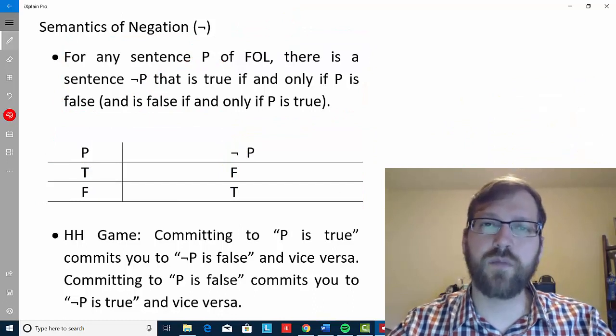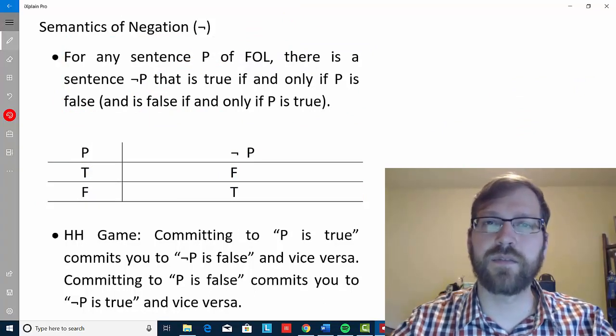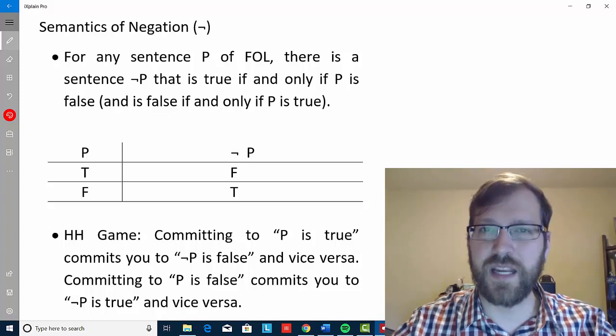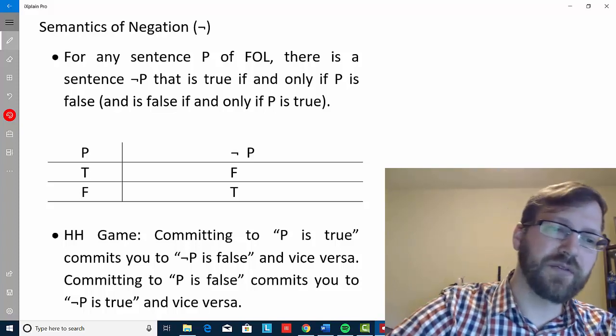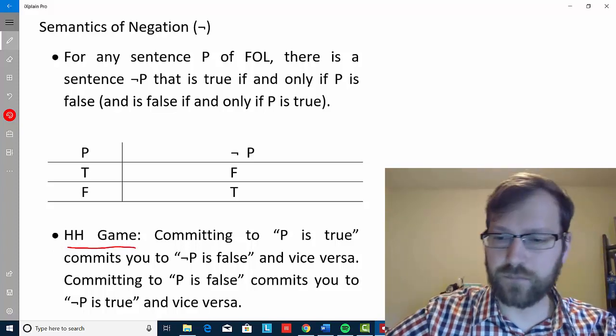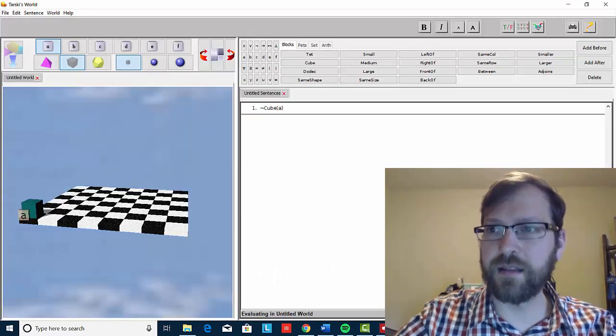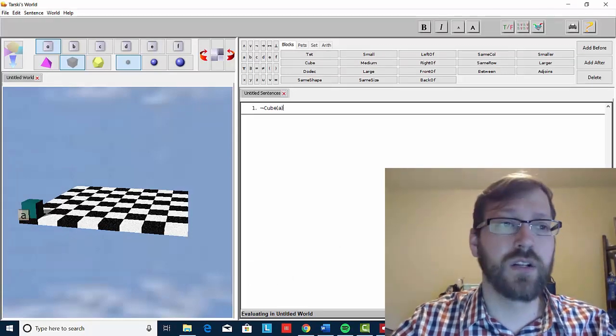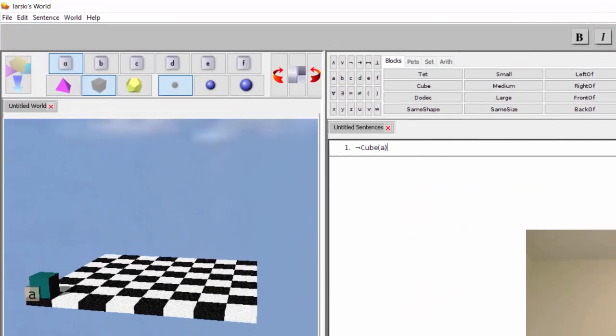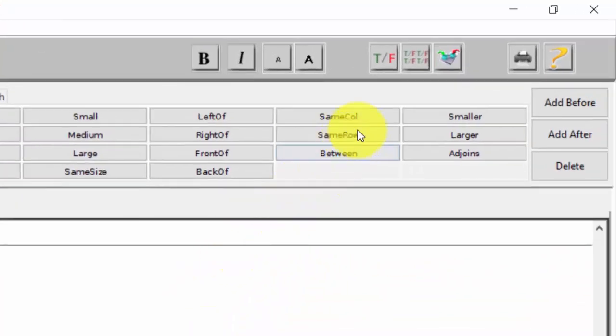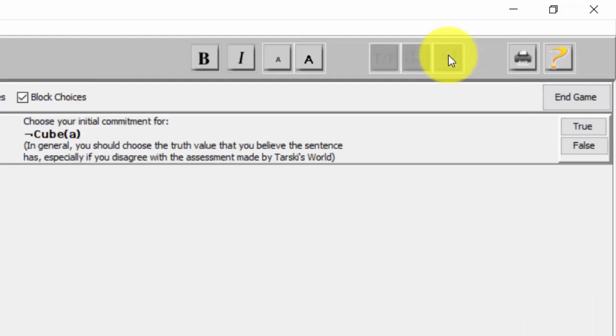All right, so we have one last way in which we can think about the semantics of the negation symbol, what negation means in FOL, and that's through the Hintikka game. And we find the Hintikka game in Tarski's world. And what you'll note here is that I have a statement. It's not the case that A is a cube, but in the world that we're applying that statement to, A is a cube. Up in this button, I can start playing the Hintikka game.